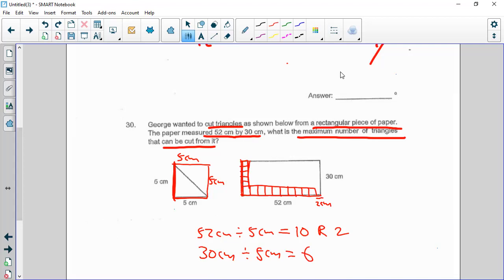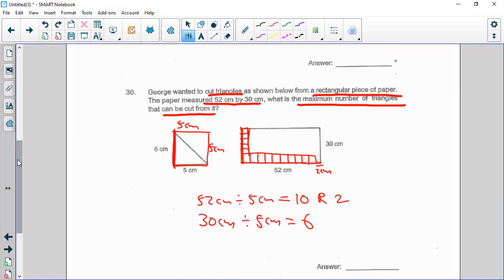So there's a method here. Then how many squares can you cut all together from the paper? I can cut 10 squares from the length. I can cut 6 squares from the breadth. So I take 10 times 6. I can cut 60 squares from the paper.